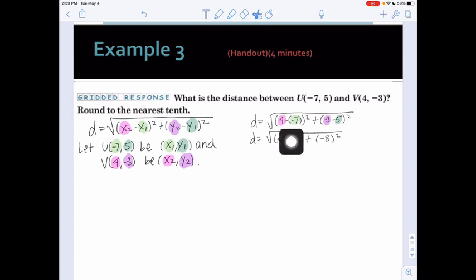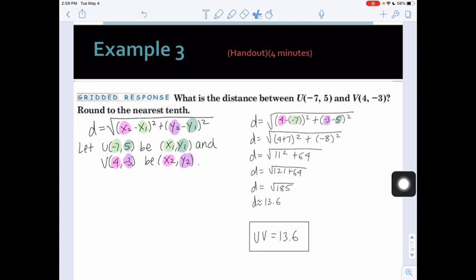Minus and negative become a plus, so we have 4 plus 7 squared, and -3 minus 5 gives us -8. This simplifies 4 plus 7 to 11 squared, and -8 squared gives us 64. 11 squared gives us 121, so now we have 121 plus 64 under the square root, which gives us the square root of 185. If we plug this into a calculator, we get that d is about 13.6. So the distance between U and V, or the length of segment UV, would be 13.6.